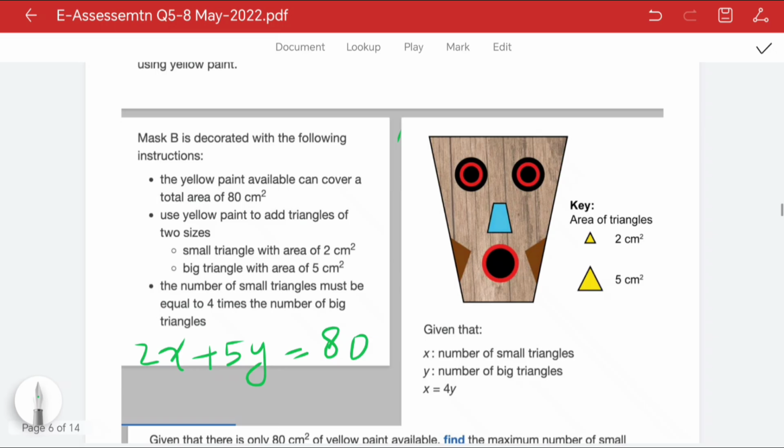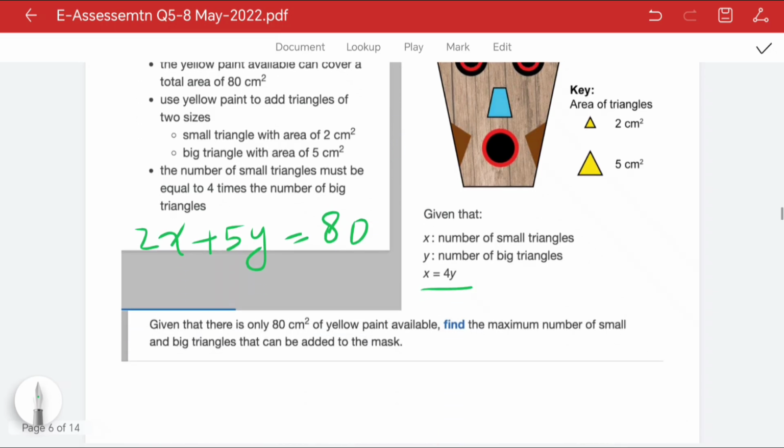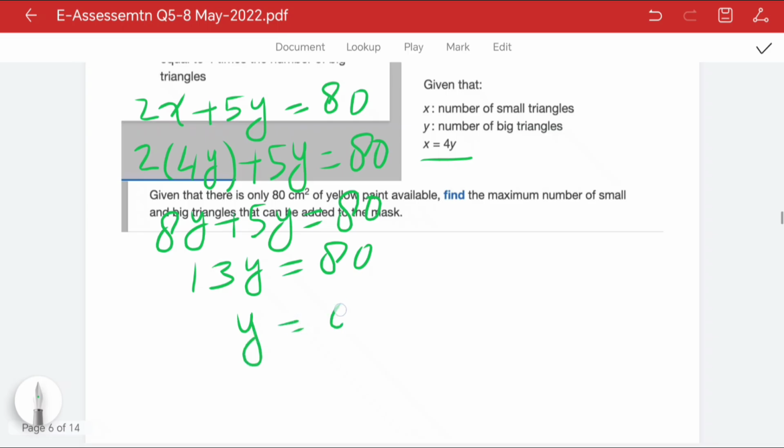And the other equation they gave us is x equals 4y. So we can replace x with 4y. So 2x equals 2 times 4y, plus 5y, equals 80. So 4 times 2 is 8y plus 5y equals 80. 8 plus 5 is 13, so 13y equals 80. So y equals 80 divided by 13, so y equals 6.15, or 6, because we will not use decimals for complete triangles.